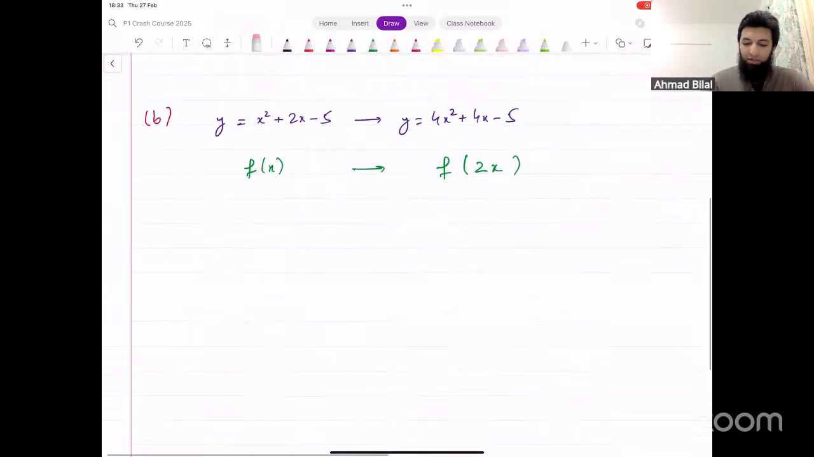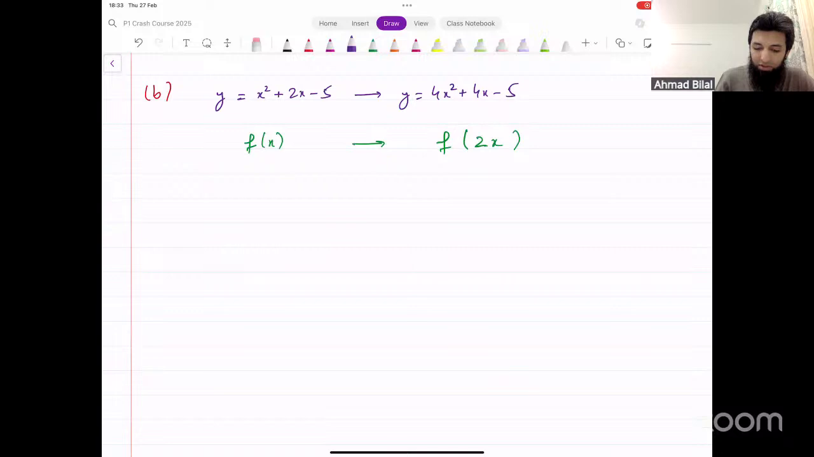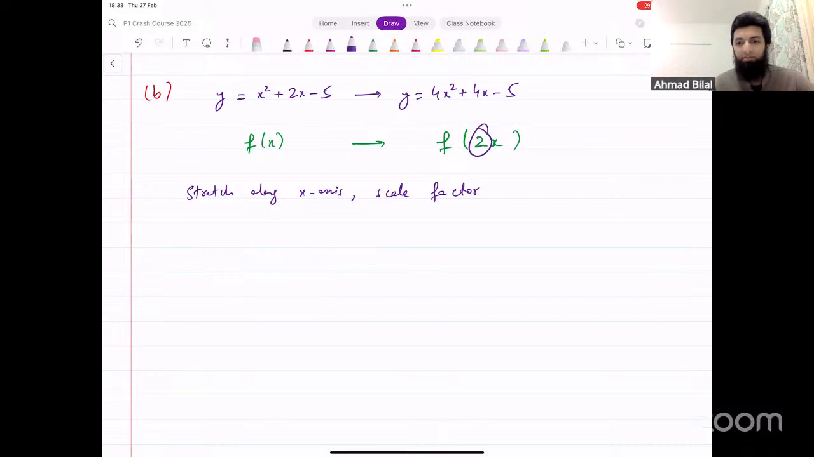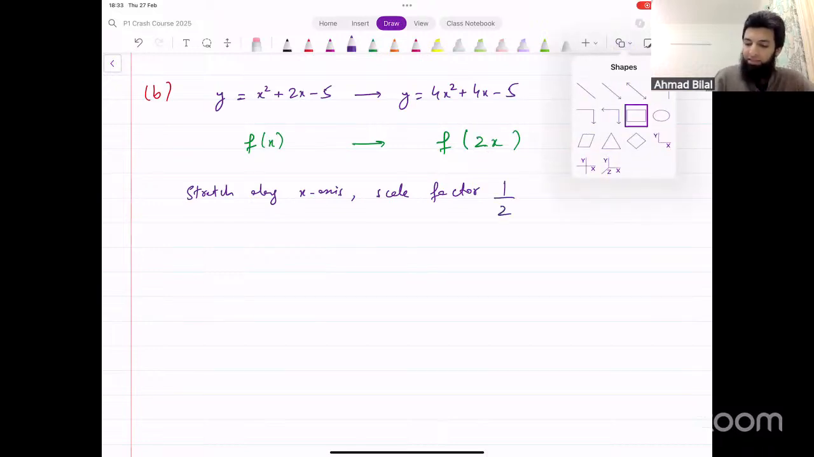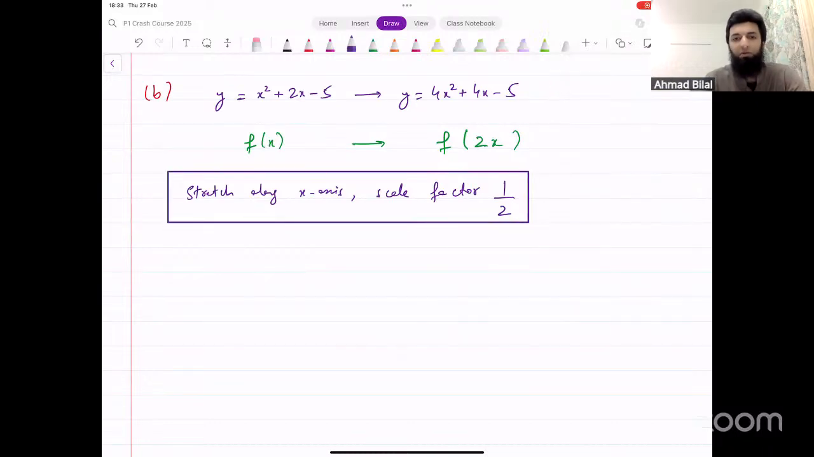How do you describe that transformation? You would say it's a horizontal stretch or a stretch along x-axis, with scale factor reciprocal of this number. Which is going to be 1/2. That's what they're asking for. This is what you would write. It's a stretch along x-axis with scale factor 1/2. All right. Now that's one way to figure out this transformation. You can do it this way.